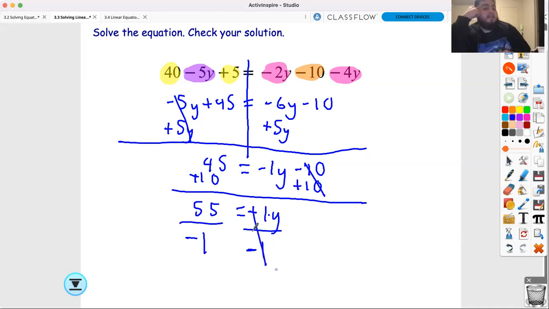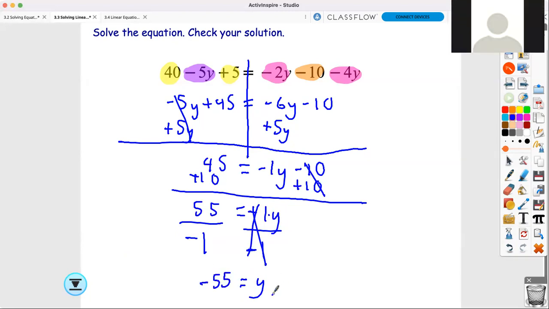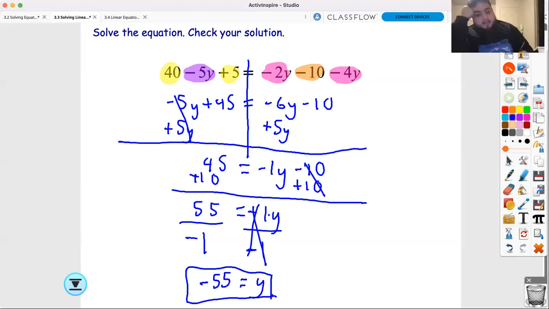And then now the negatives cancel out. So now we just have y. And then just do this on your calculator. 55 divided by -1 is just what? Oh, I got my calculator. I'll help you out. 55 divided by -1 is just -55. Yeah, and we're done. All right, I understand a bit more.